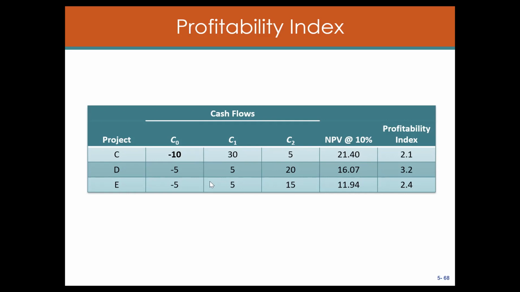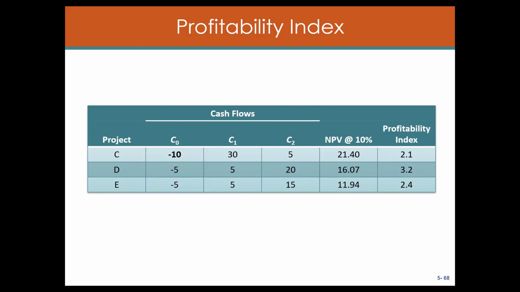Now here there are 2 other projects with initial outlays of $5 each that give you different cash flows. Net present values are lower, obviously. It's $16 and $11. But the profitability index of project D is 16.07 divided by 5, so it is 3.2, very high. And for E, it is 2.4. The profitability index is higher for these 2. Notice when it comes in handy.